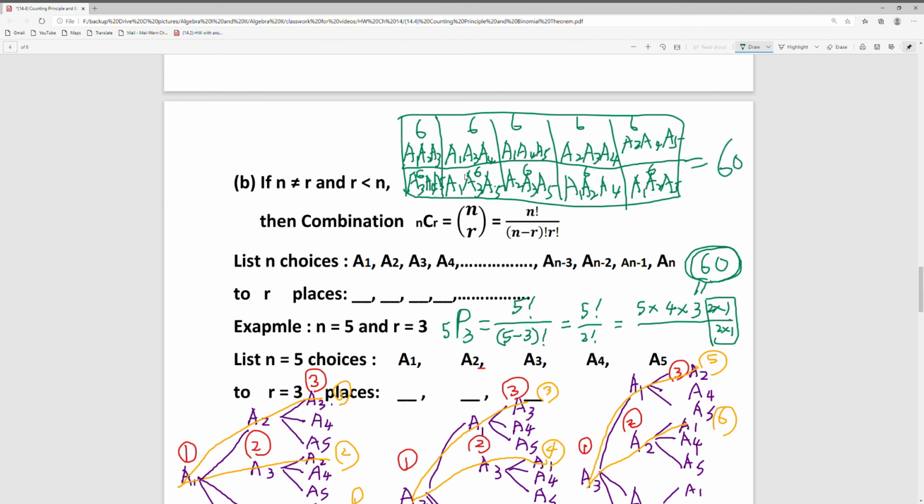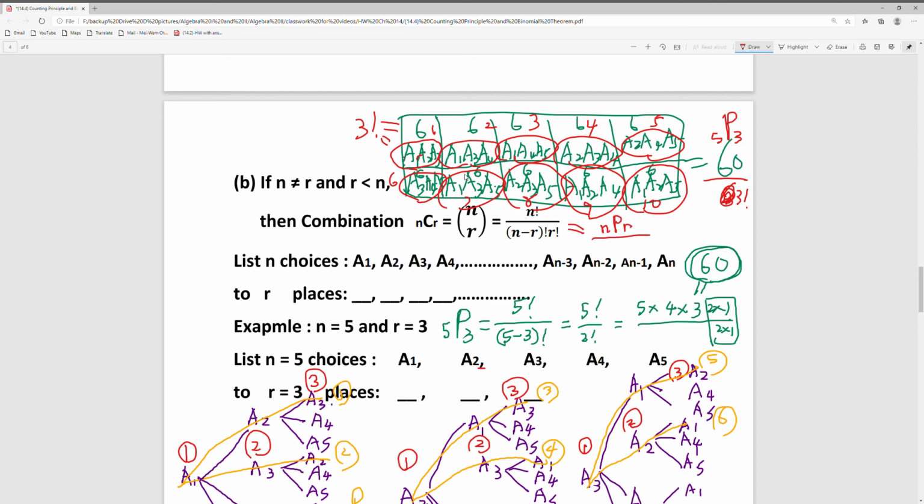But among these 60, this is the same group. This is the same group. So how many groups? 1, 2, 3, 4, 5, 6, 7, 8, 9, 10. How do you calculate the 10? Because 60 divided by 6. Why 6? Because every 3 factorial is 6. So you divide by 3 factorial. So 60 is the permutation. If you really make order not matter, you take 5 choose 3 permutation and then divide by 3 factorial. So therefore the combination formula is basically the permutation divided by r factorial. They are the same formula.